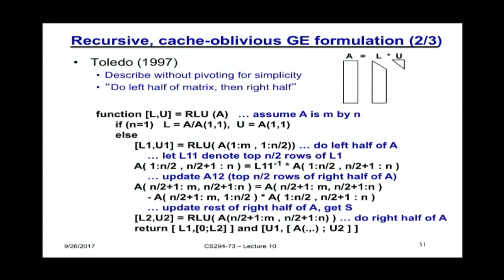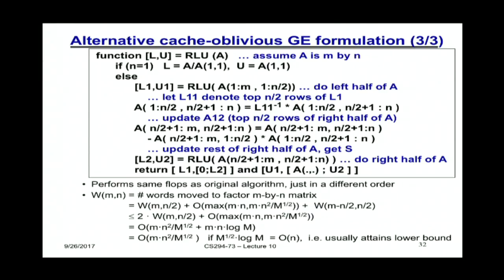This one is just showing how the algorithm is implemented when you call this function recursively: recursive LU of the left half of A, and the bottom here is the right half of A, and the middle takes care of the U12 block and also the big Schur complement update. And similarly, you can do the calculation to count the number of words moved to factor this m by n matrix. So this matrix could be rectangular, m by n.